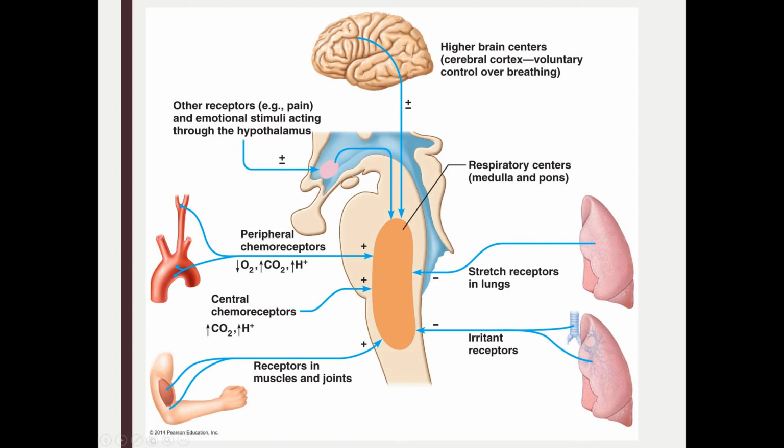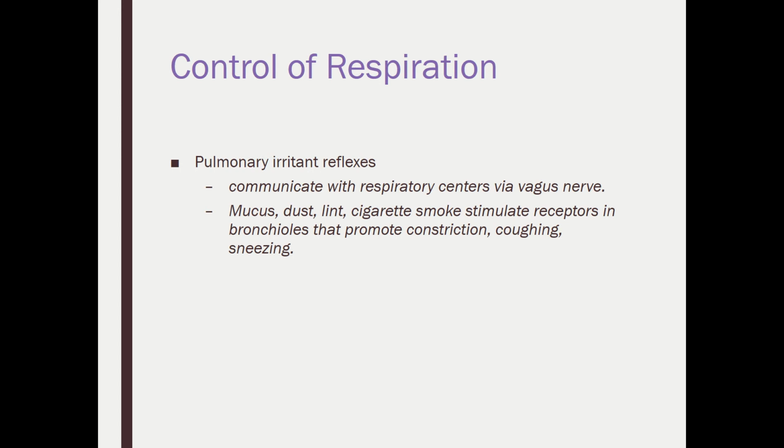And then our stretch receptors in the lungs: if we are voluntarily inspiring, we don't want to overinflate the lungs, and so we're going to get to a stretch point where our lungs say, no, that's enough, and we won't be able to inhale anymore. It'll be the stop point of inhalation, and that's called the Hering-Breuer reflex, and we'll take a look at that in just a second. So here's the pulmonary irritant reflexes.